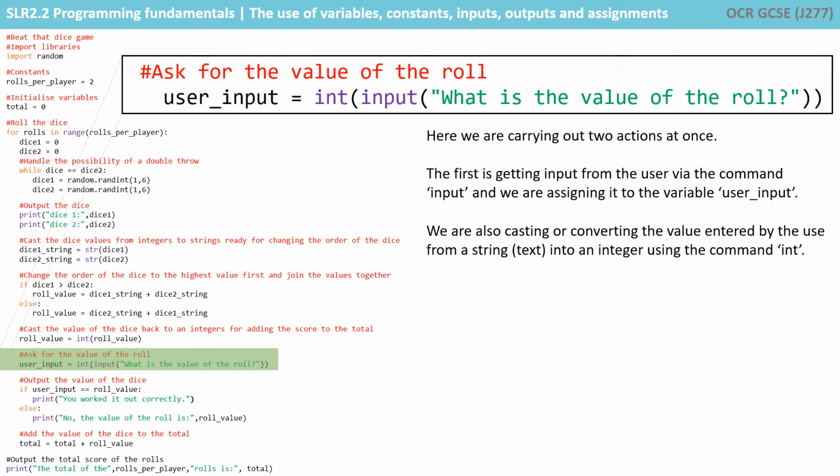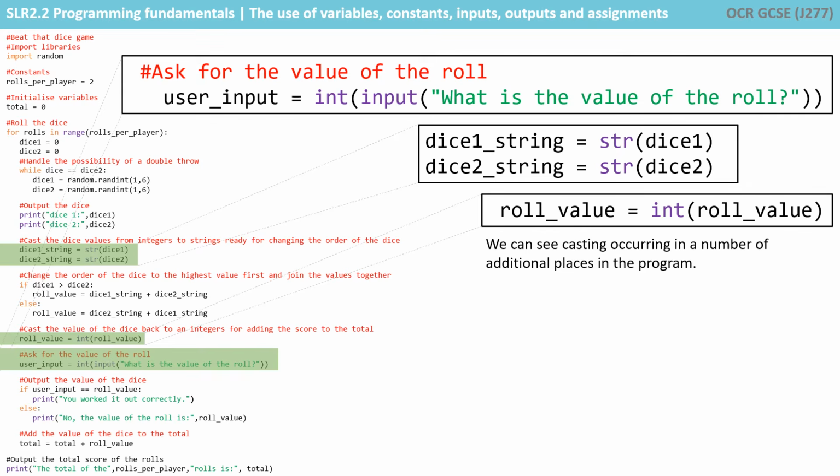That's because even if the user presses the key 6 on the keyboard, that's the ASCII character 6. If we want it stored internally as a number, we have to cast it or convert it into an integer, and we do that with the int command. So there's two things happening at once in that line of code.